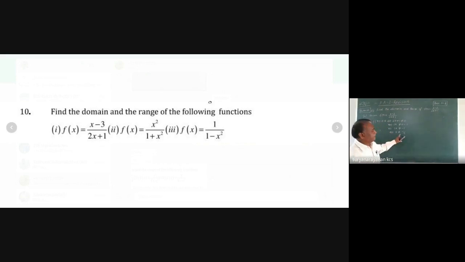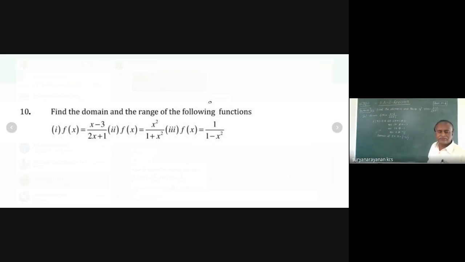X values should not be minus 1 by 2. Except minus 1 by 2, we can take any real number for x when f of x is a real number. Therefore, domain of f is the set of all real numbers except minus 1 by 2. So, in the set of real numbers, we are excluding the real number minus 1 by 2. Understood this one, my dear children? Understood this part? Finding domain of a given function.